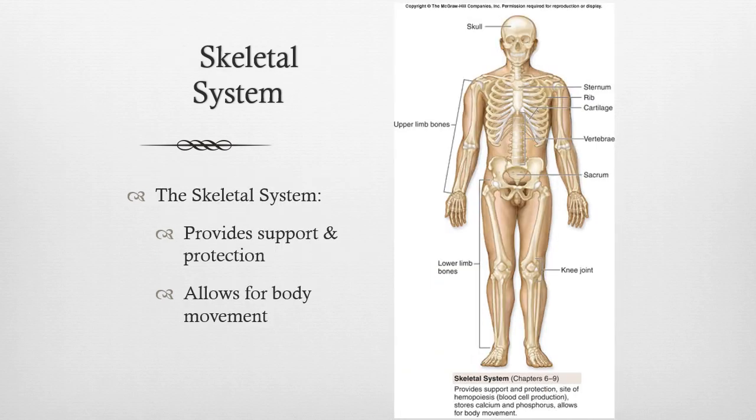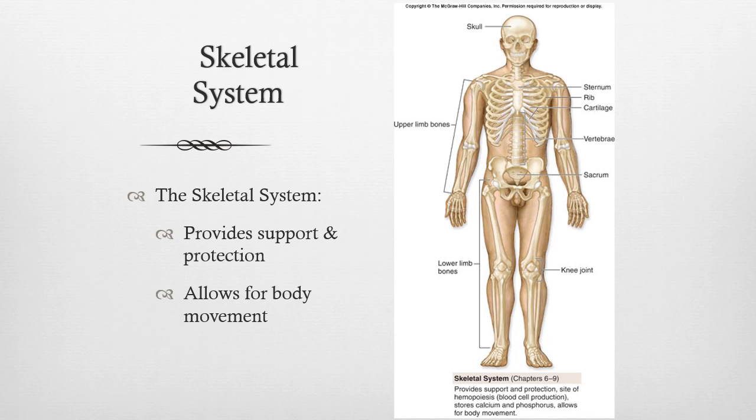The skeletal system, which lies deep to the skin, is our next system. The skeletal system is going to provide, again, protection in terms of our soft organs. Things like the skull protect the brain. The thoracic cage protects the heart and the lungs. Our pelvis protects the reproductive organs, things like that.